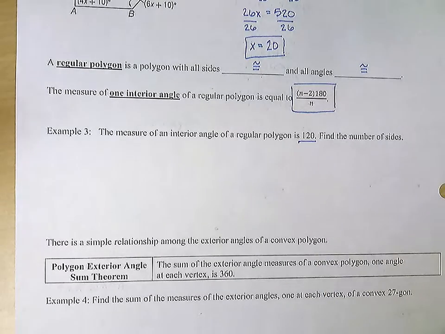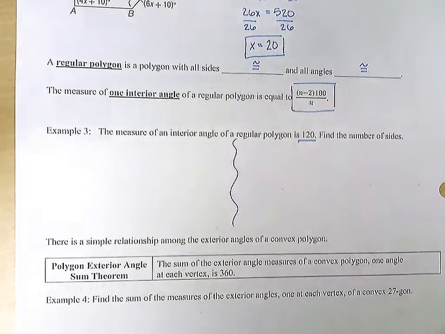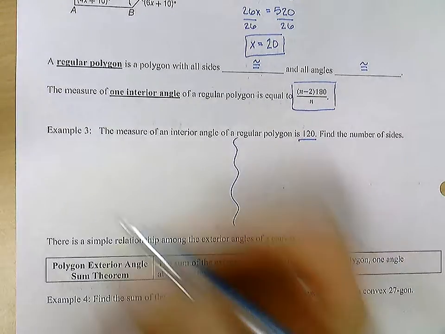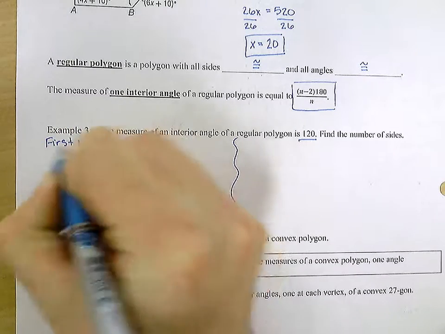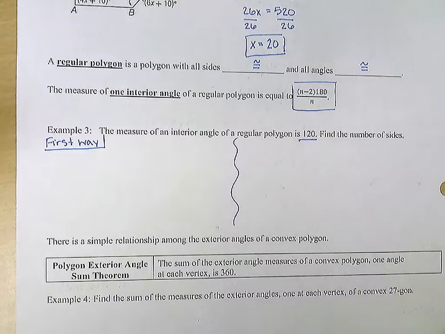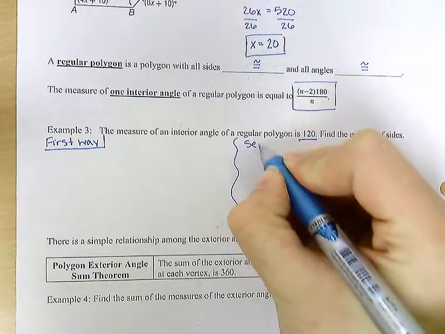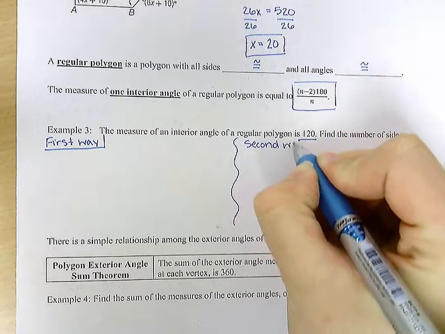Now, there are two different ways that you can do this. So I'm going to split this up here. Okay, and we're going to do our first way on the left there, and our second on the right.